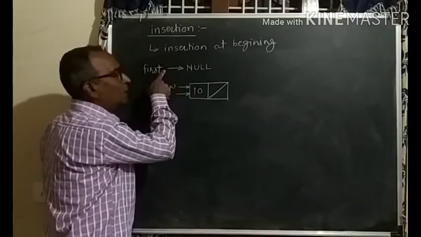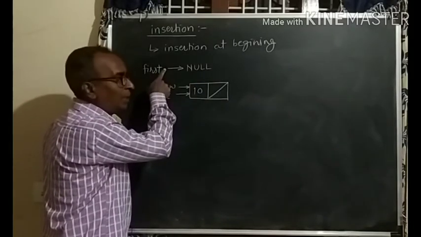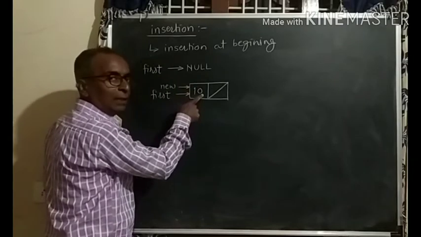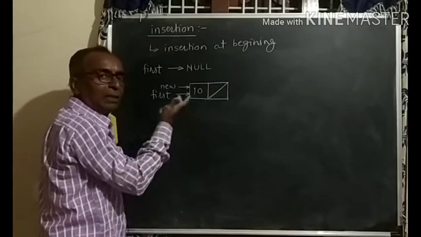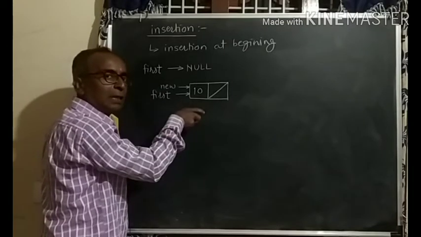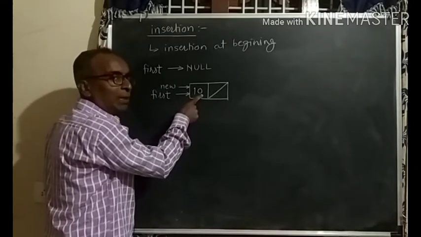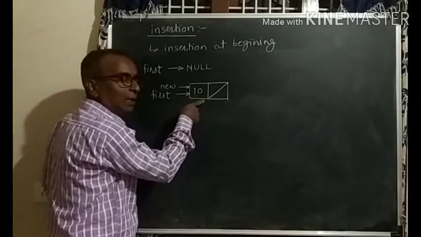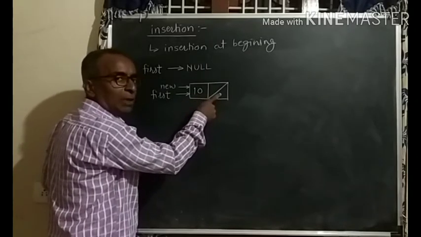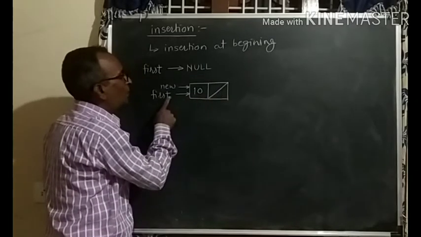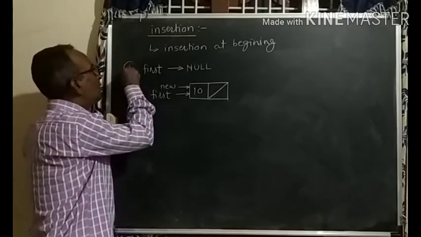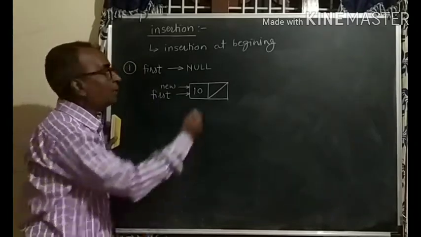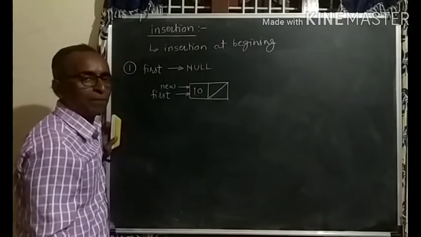You are inserting when linked list is empty. One node is created. This node, as we are inserting at the beginning, there are no other nodes. So at the beginning, only one node will be there. So linked field, you have to set it null. And first should point to this. This is one special case when linked list is empty and you are inserting at the beginning.